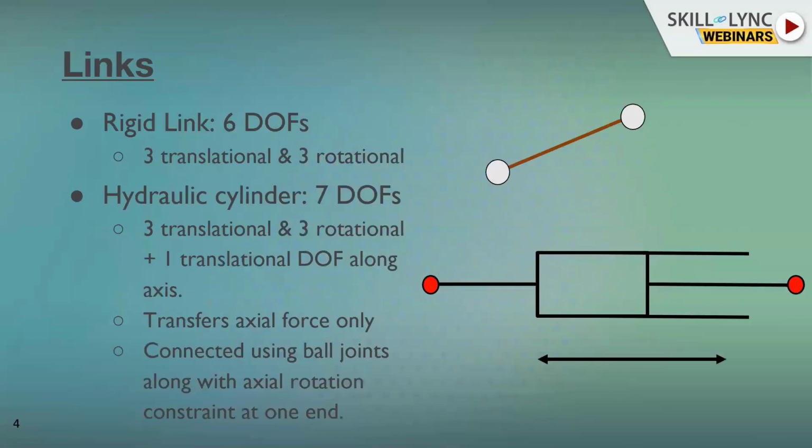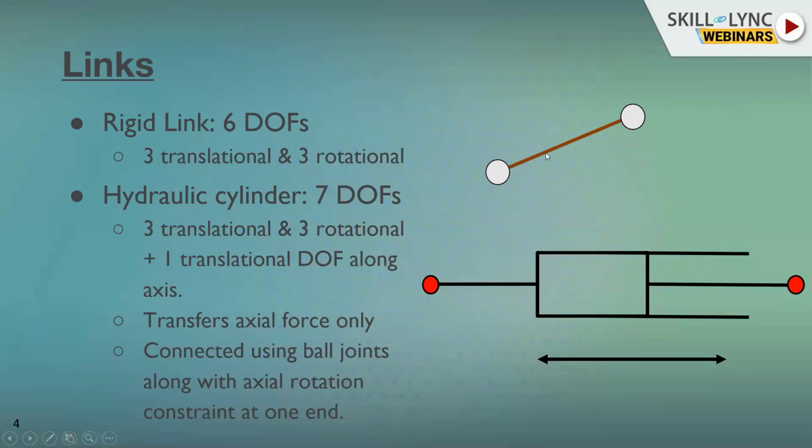Now let's look at what we mean by a rigid link. As I told you, any rigid body will have 6 degrees of freedom. You can see in the figure, if you consider these two particles, each particle will have 6 degrees of freedom, so in total they would have 12 degrees of freedom, and you have a rigid link between them. The purpose of this rigid link is to apply constraints, and it will apply 6 constraints so that the total degree of freedom of this system becomes 6.